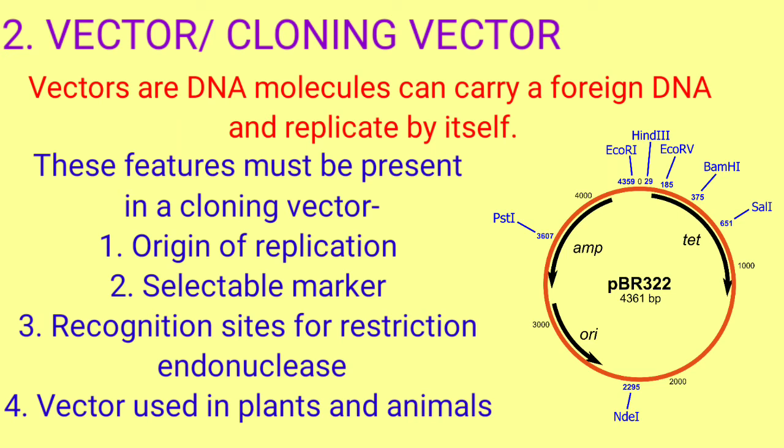Then comes the selectable marker. The selectable markers are genes that help in selecting those host cells which contain the vectors and eliminate the undesired gene.